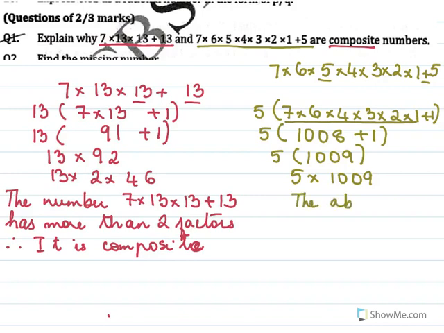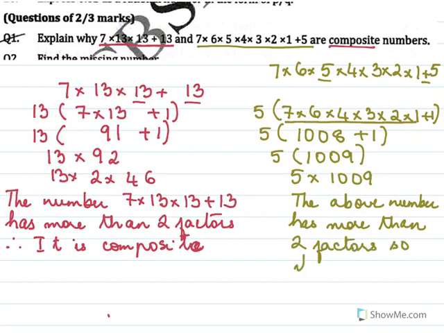So definitely the above number has more than 2 factors. So it is composite. 5 is a factor, 1009 is a factor, and the number itself is also a factor. So it has at least 3 or more factors.